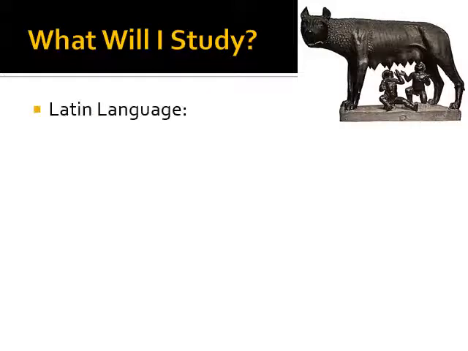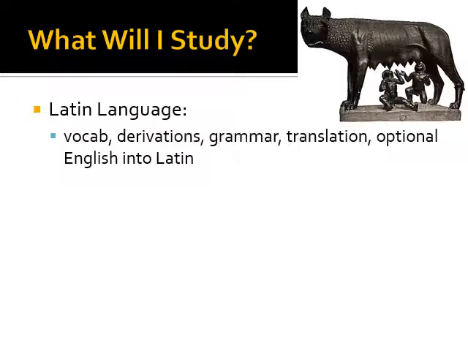The first is Latin language, which is what you are used to studying more or less from year 8 and year 9 already. This is where we look at Latin vocabulary. You'll have a list of vocabulary to learn. We'll look at derivations, so words in English that have come from those Latin roots. We'll look at Latin grammar, and then we'll practice all of that knowledge with translation of passages and sentences.